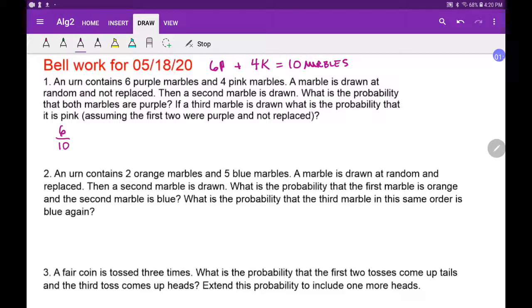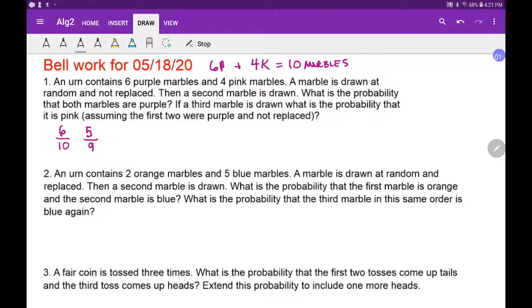Now, the second probability, when I reach back in and grab another marble, presumably without looking, one of them's gone now, because we're assuming the first one was purple. If it is that way, then now there's only 5 out of 10. Oh, no, it's out of 9, right? Because one's gone.